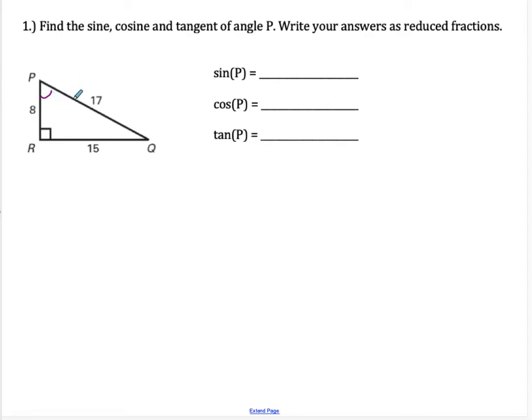To write these fractions, you first want to label the hypotenuse. From angle P, the opposite, and from angle P, the adjacent. We're going to write these answers as fractions. So sine of P, if I use SOHCAHTOA, it says SOH. So sine is equal to the opposite divided by the hypotenuse. Opposite side is 15. Hypotenuse is 17. So we're going to write this as 15 over 17.